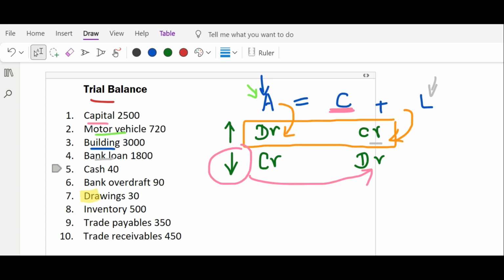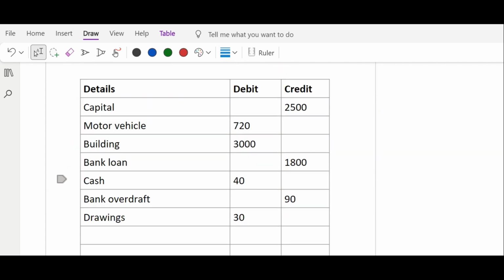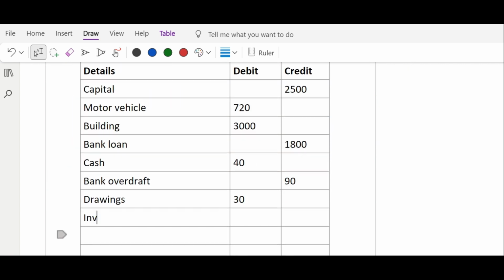Inventory, those are the stocks that are held in the business for resale, which is an asset, it's a resource for the organization, which will lead to future economic benefits. So 500 is debit. Inventory 500.